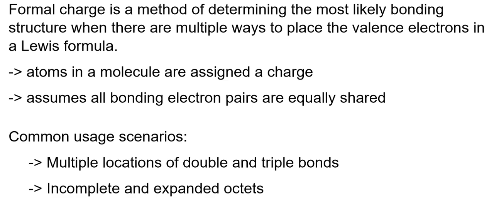Some common scenarios where you can reasonably draw the structure in a couple of different ways are where we have multiple locations for double and triple bonds, as well as verifying that we do in fact have an incomplete or an expanded octet. To verify those scenarios, formal charge can be used as a tool.